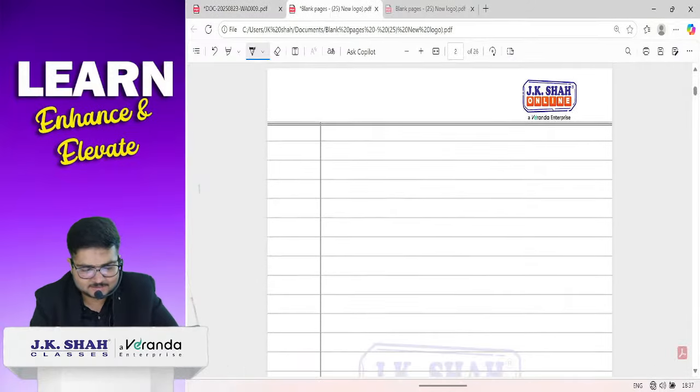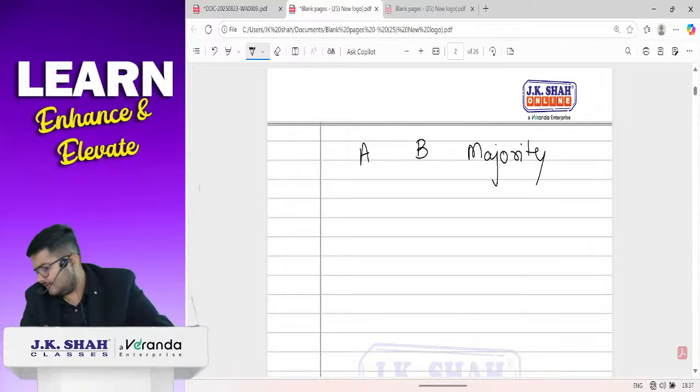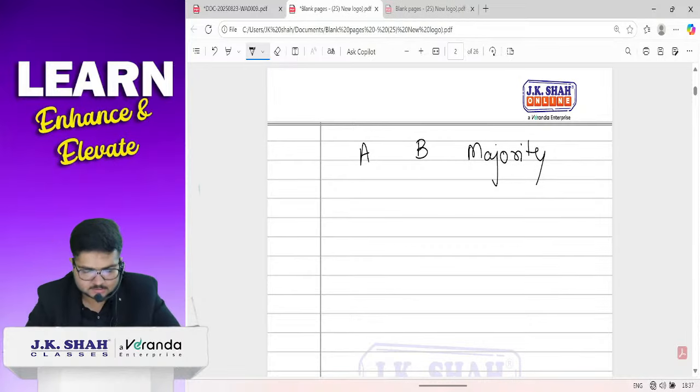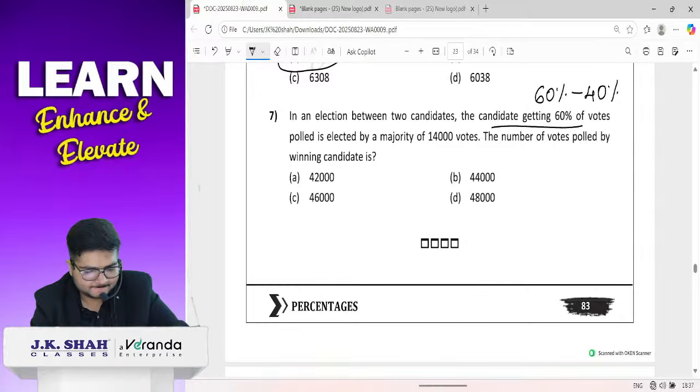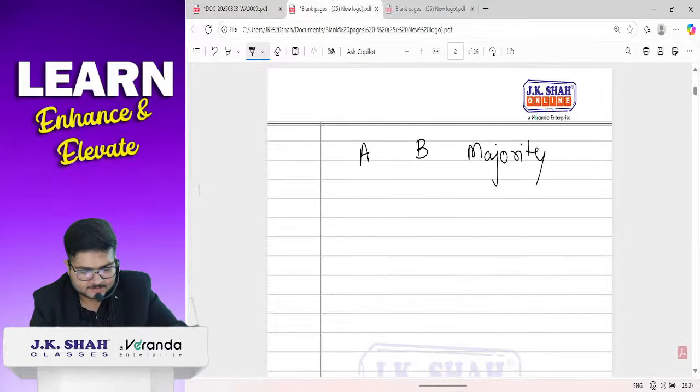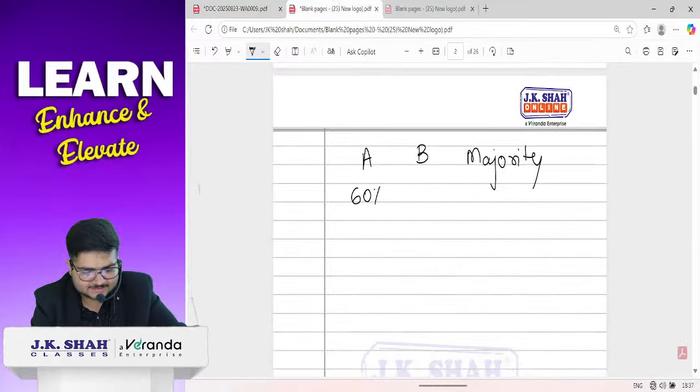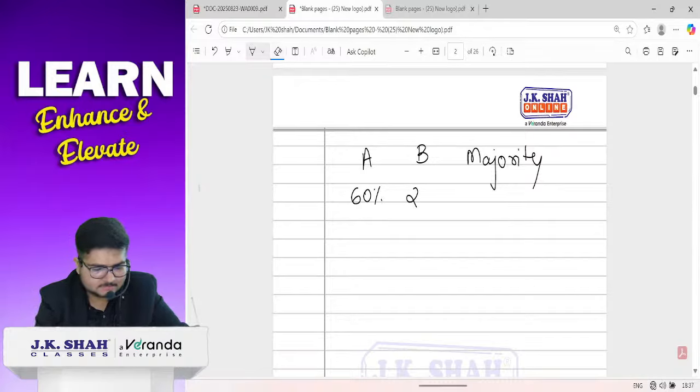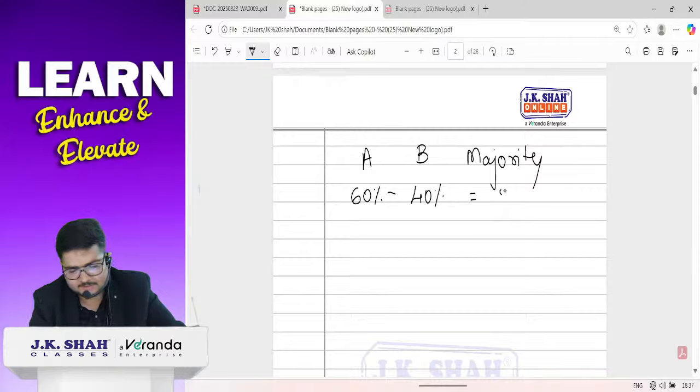So I'll write here. I hope everybody is understanding. Feel free to ask your doubts in the comment section. I will solve your doubts today itself, right now. A will get 60%, B will get 40%, majority will be 20%, right?